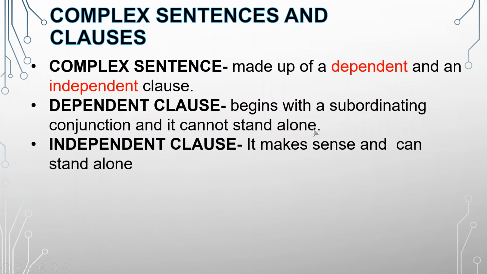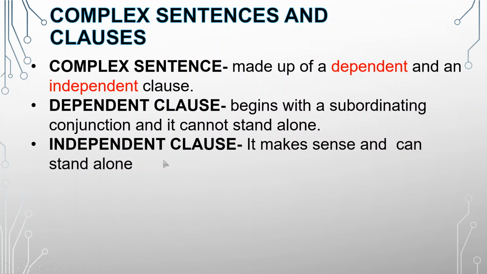And it cannot stand alone. So it doesn't make sense. It cannot stand alone because of the subordinating conjunction. So it's quite easy to find a dependent clause because you will need to find first the subordinating conjunction before knowing that it's a dependent clause.